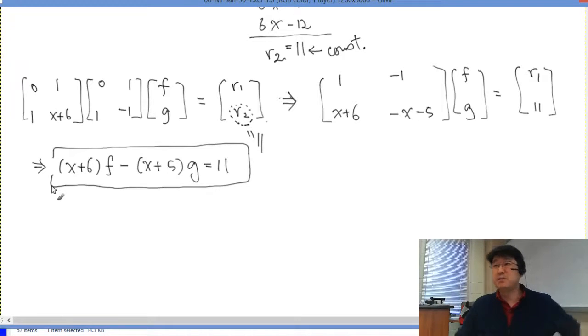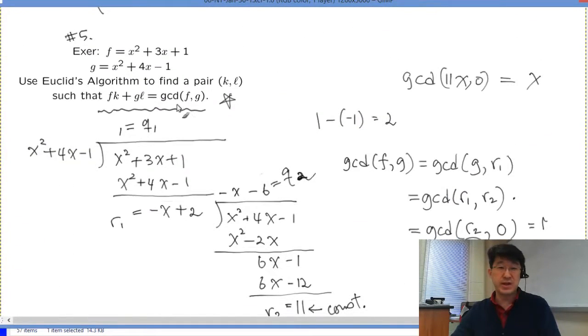Yeah. x plus 6 multiplied to f of degree 2, x plus 5 multiplied to g of degree 2. If you subtract that, all the x's cancel and give you the constant 11. Fair enough? Do you realize that we haven't really reached that answer yet?